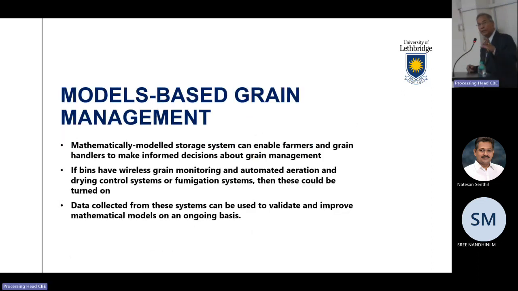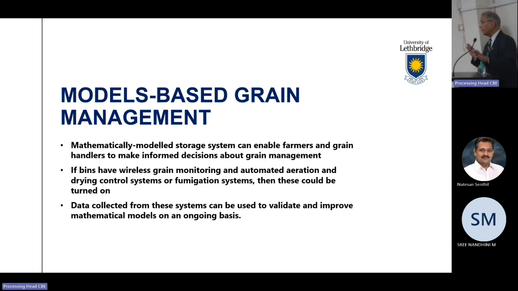So in model-based grain management, a mathematical model of the storage system can enable the farmers and grain managers to make informed decisions about the grain management. And if bins have wireless grain monitoring and automated aeration systems, then drying control, these could be turned on automatically. And the data collected from these instrumented bins could be used to improve the mathematical models.